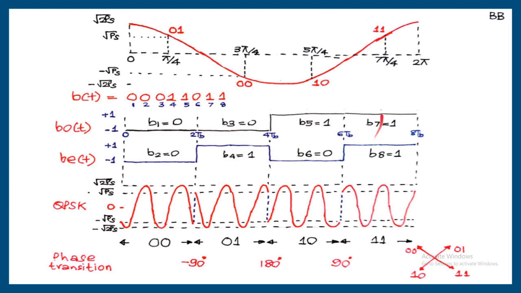Last combination is 1 1. 1 1, we will start from plus root PS, then up direction. Plus root PS, up direction. 1 cycle is completed, then one more cycle is completed. So this is QPSK waveform.